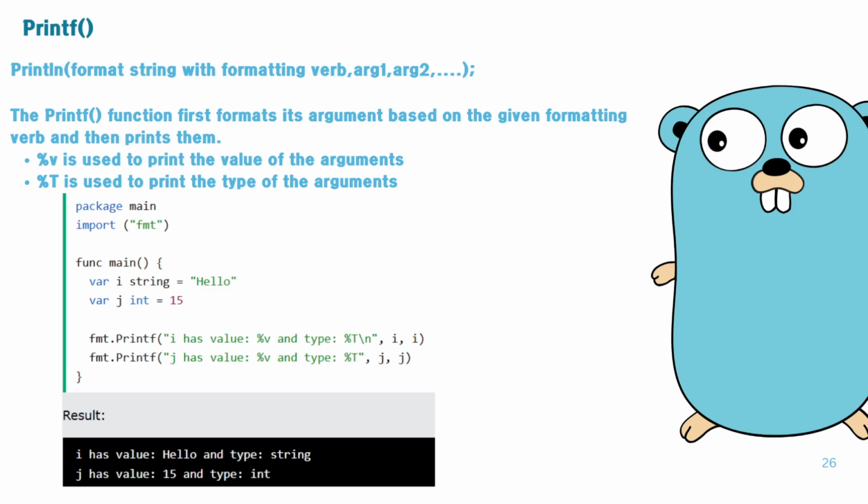And that's how you can use output functions in Go. These are crucial for debugging and displaying data effectively.